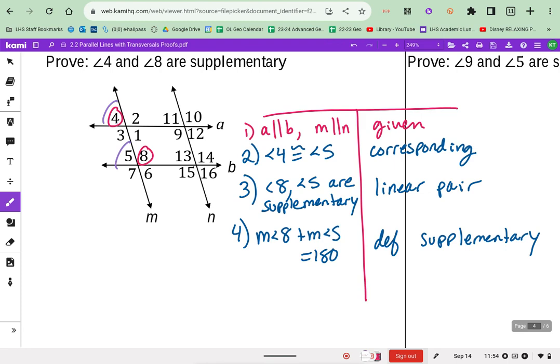All right, so now I'm thinking, okay, I really need it to be angle 8 and angle 4, not angle 8 and angle 5. So I'm trying to think, how can I switch out angle 5 with angle 4? And I'm noticing that in angle 2, they are congruent. So if I want to switch it out with my step in step 4, then I need to make them equal first. So my next step, I'm going to say the measure of angle 4 equals the measure of angle 5 by the definition of congruent.